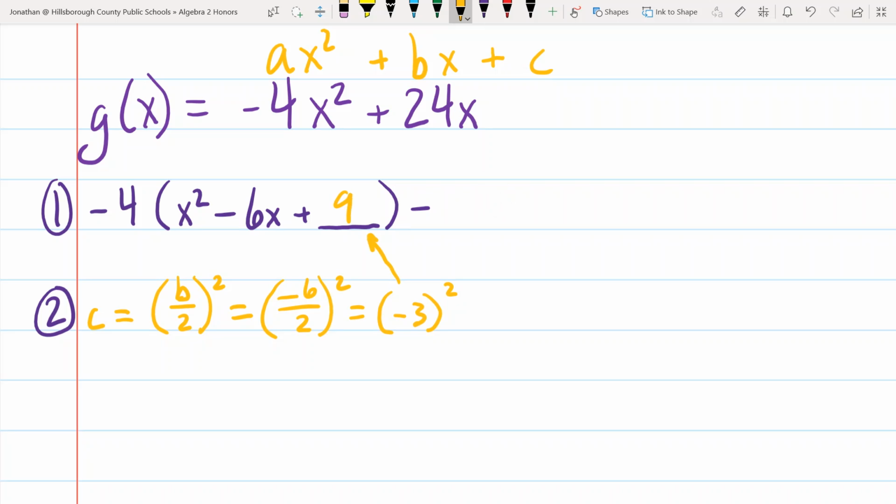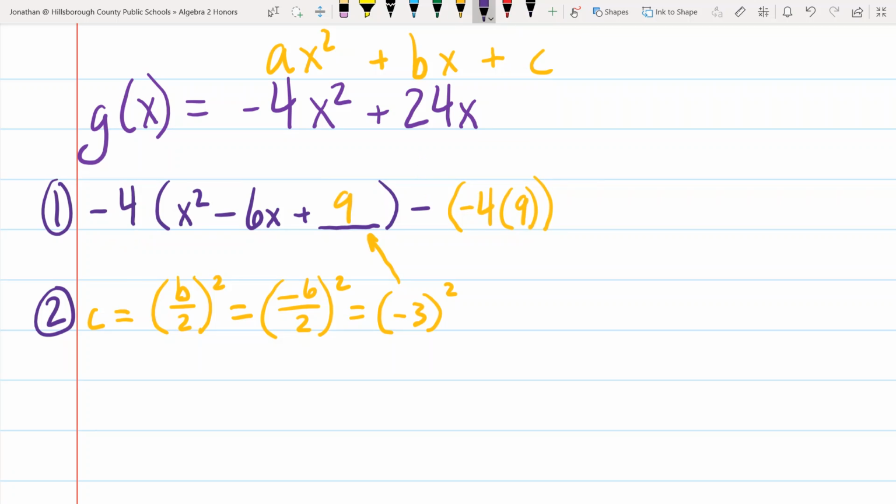And whatever we add in, we must also take away. But what we take away, we must also multiply by our GCF, because we're not just adding in 9. The 9 is inside the parentheses that are being multiplied by -4. So we're taking away -4 times 9. You're always taking away the thing that you're also adding, and you must always multiply by the GCF whenever you have one.